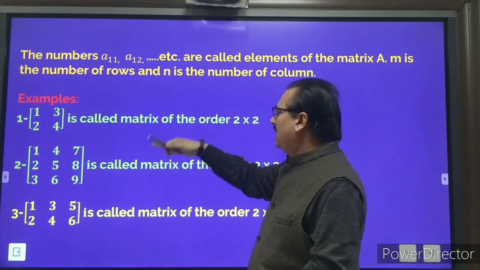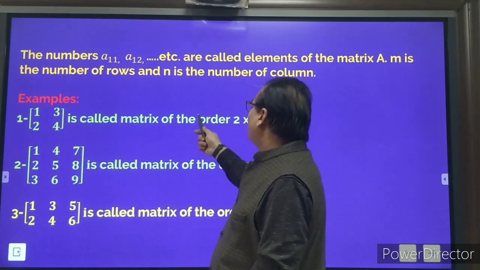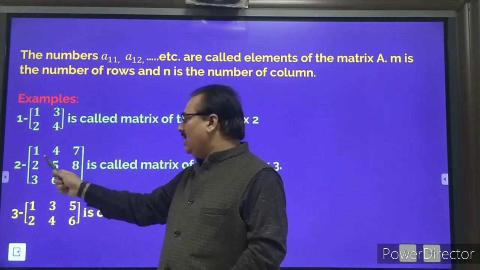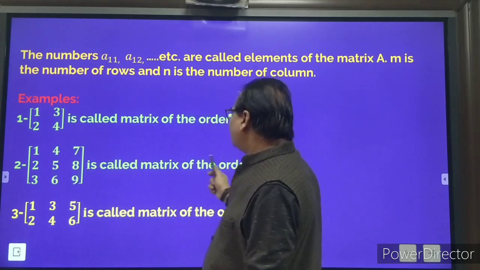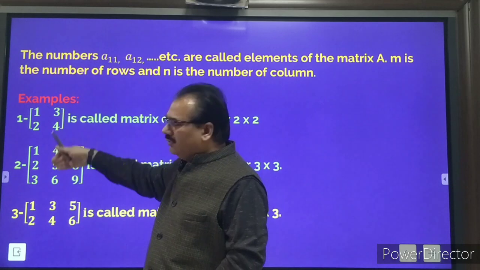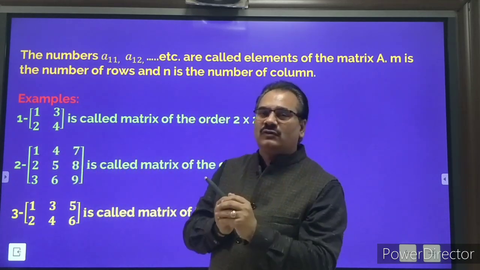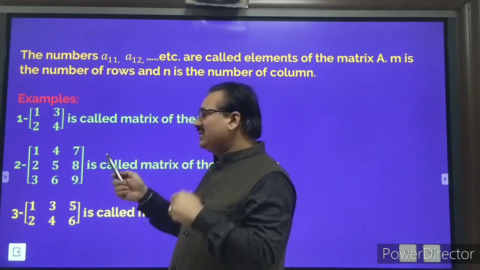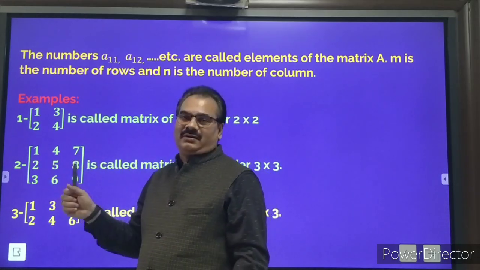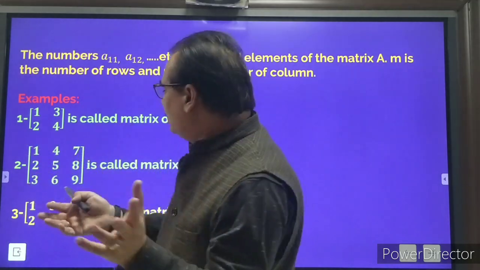Now for an example, look here. 1, 2, 3, 4 is called a matrix of order 2 cross 2. Here this is a matrix of order 3 cross 3, with 3 rows and 3 columns. What is common in both examples? Both have an equal number of rows and columns. Because of that, it is called a square matrix. Square matrices are those matrices in which the number of rows and the number of columns are equal.